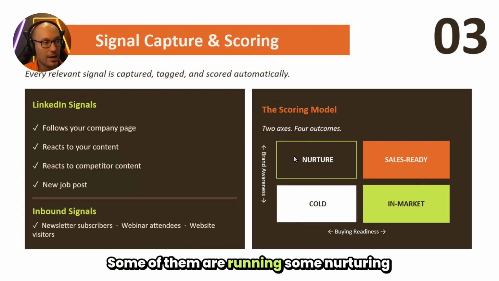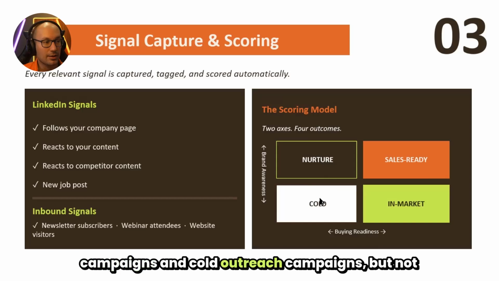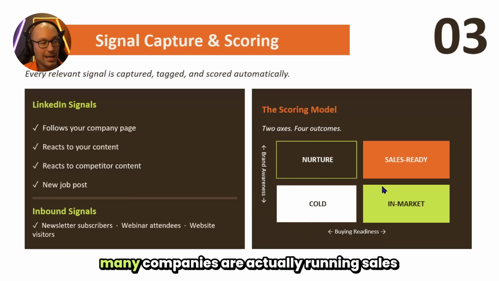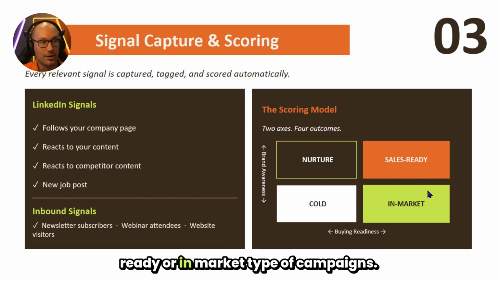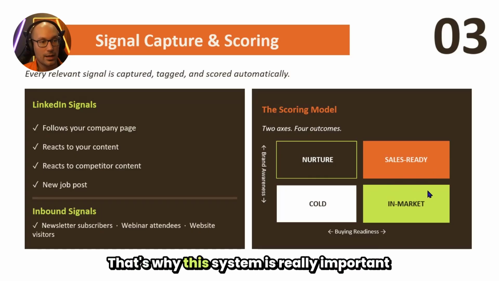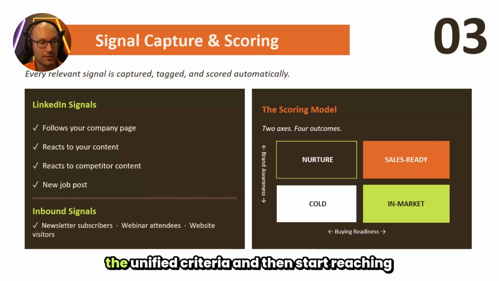Some of them are running some nurturing campaigns and cold outreach campaigns, but not many companies are actually running sales ready or in market type of campaigns. That's why the system is really important, because you can differentiate them based on a unified criteria and then start reaching out to the correct leads in the correct timing.